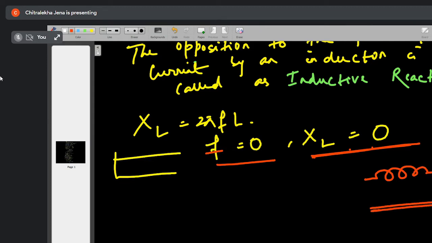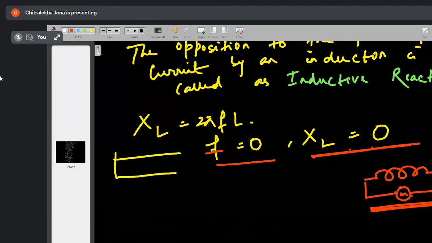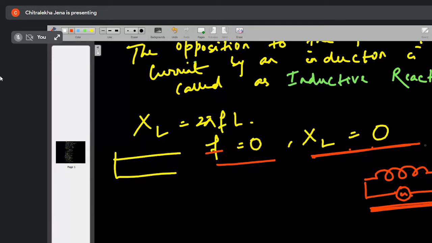When you provide a DC supply to an inductor, giving some DC voltage, it will act as a pure conductor. That means it will act as a short circuit, which we have already discussed in the case of a DC transient with an inductor. Yes or no? Got it or not? Understood all of you? Or again I will tell you. Understood?